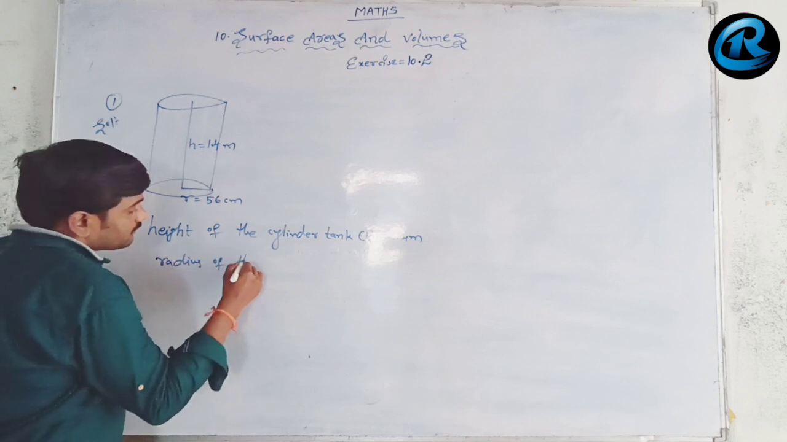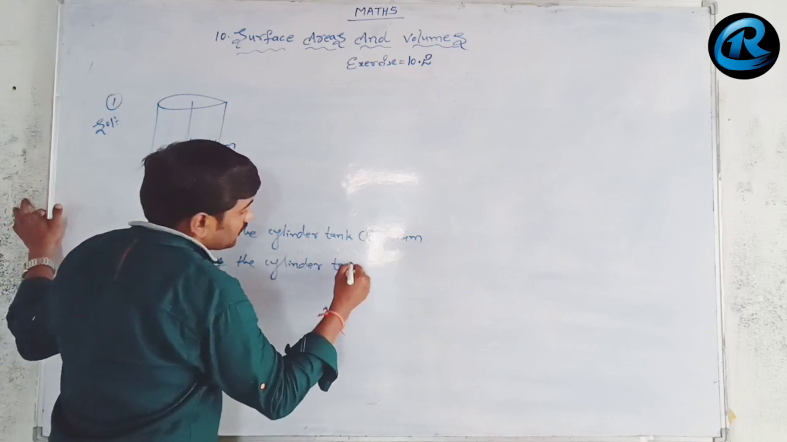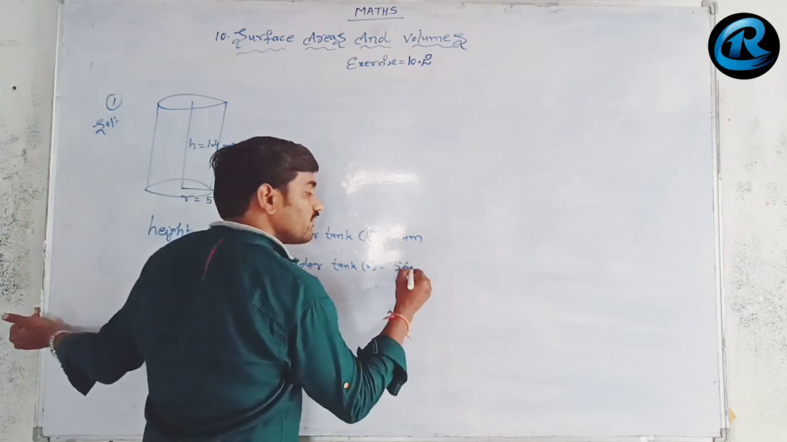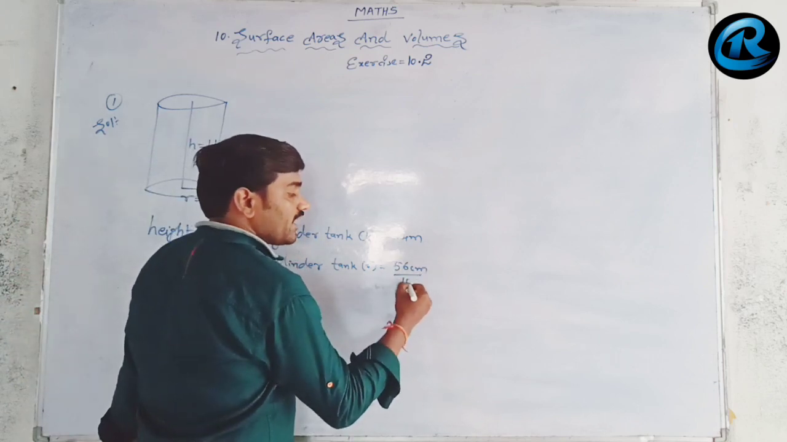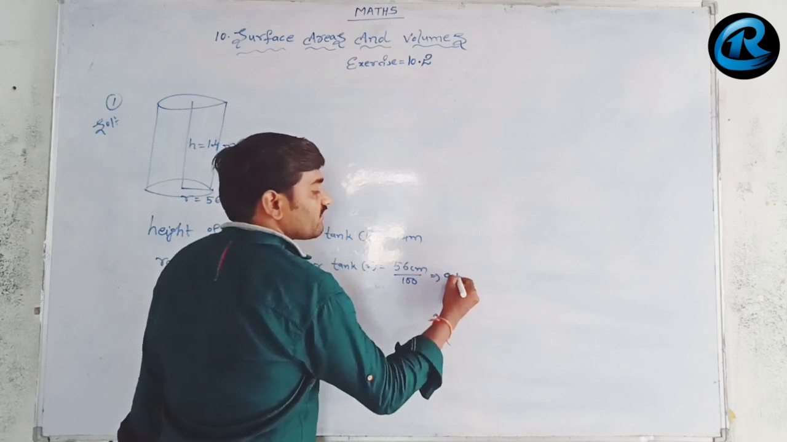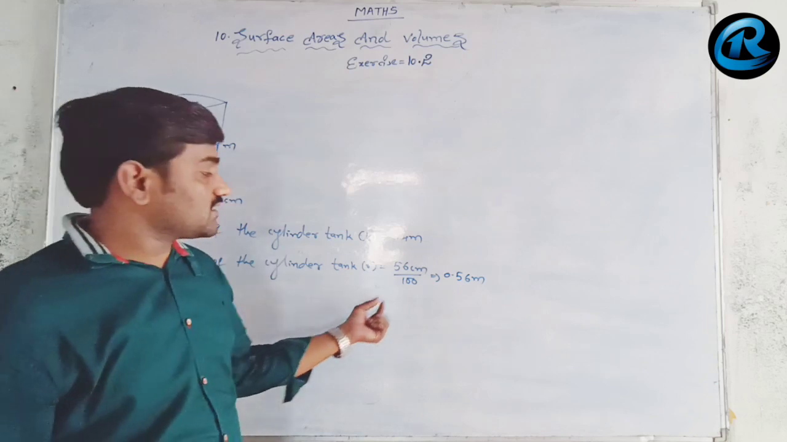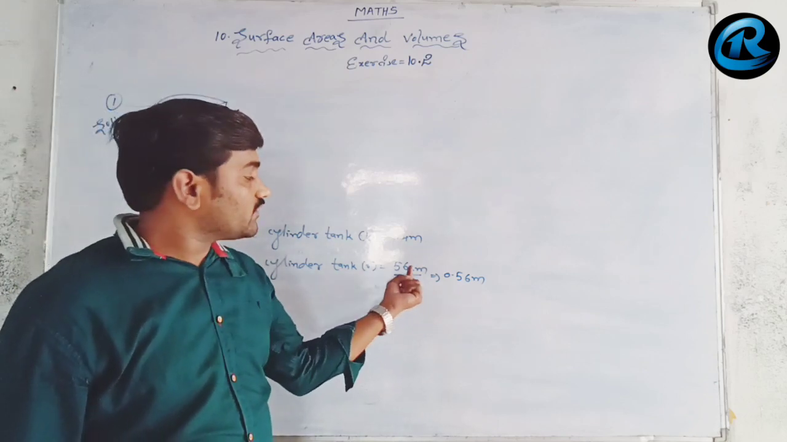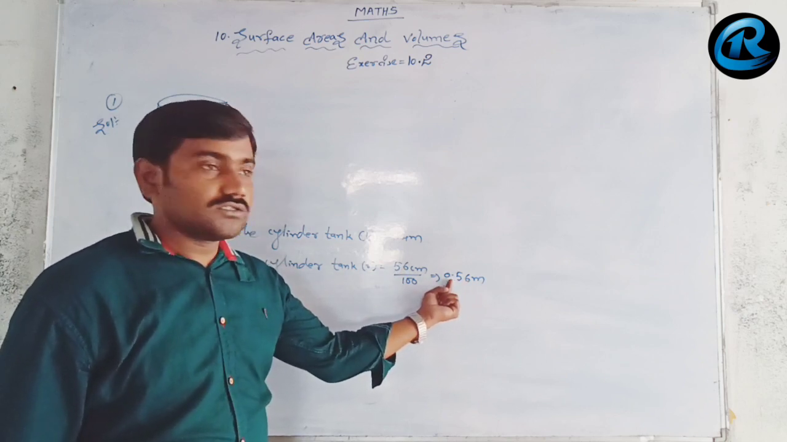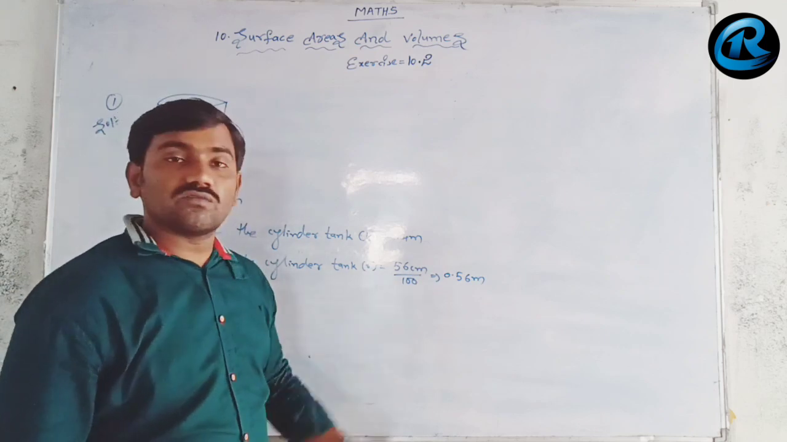radius of the cylinder tank r equal to 56 centimeters. If you divide by 100, we get it in meters. So it is 0.56 meters. 56 by 100 will give us 0.56. As the denominator has 2 zeros, after the 2 digits we get a point. So 0.56 meters. 100 centimeters equal to 1 meter.